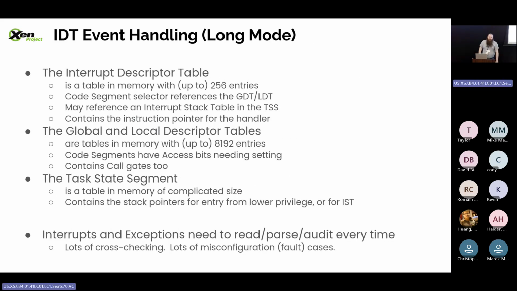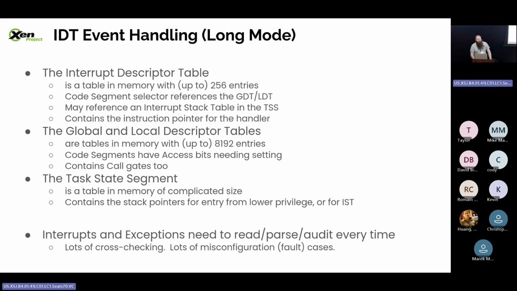The way x86 CPUs deal with interrupts and exceptions has fundamentally not changed since the 286 processor, even the original 8086 to a certain extent. You have tables in memory. One of them is called the interrupt descriptor table, and it's got 256 entries in it. It references a code selector, which you look up in a different table, the global descriptor table or the local descriptor table. And you may need to also get a stack pointer, which comes out of the task state segment. And it also includes the main entry point to jump to.